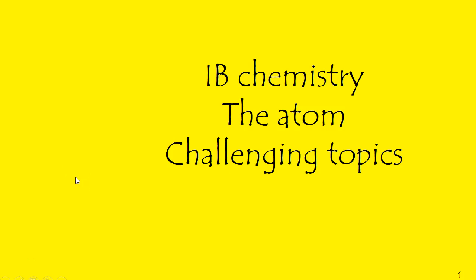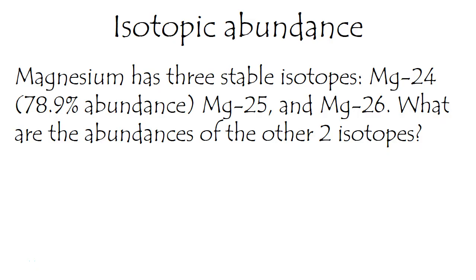For studying IB chemistry of the atom, there are a few challenging topics. Let's hit them one by one. The first one concerns isotopic abundance. Imagine the following question. Magnesium has 3 stable isotopes, magnesium 24 with an abundance of 78.9%, and the rest of it is either magnesium 25 or magnesium 26. Let's figure out the abundances of the other 2 isotopes.